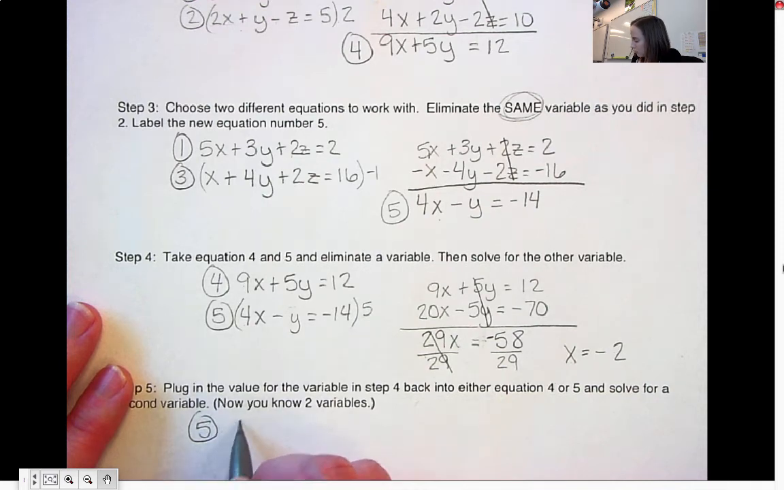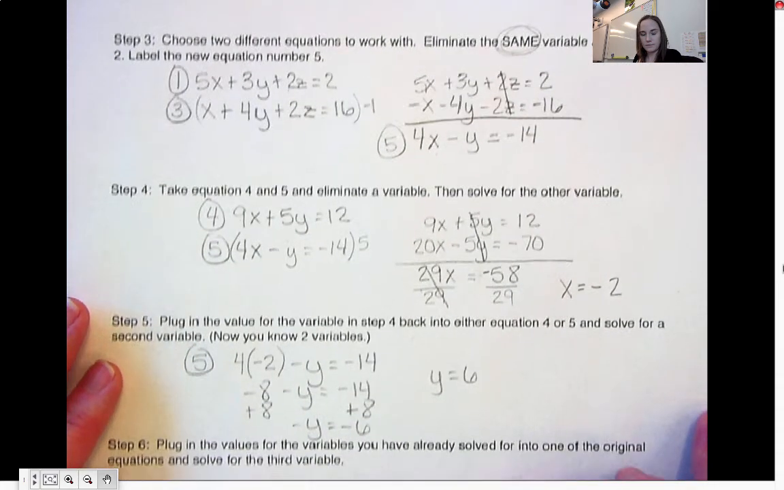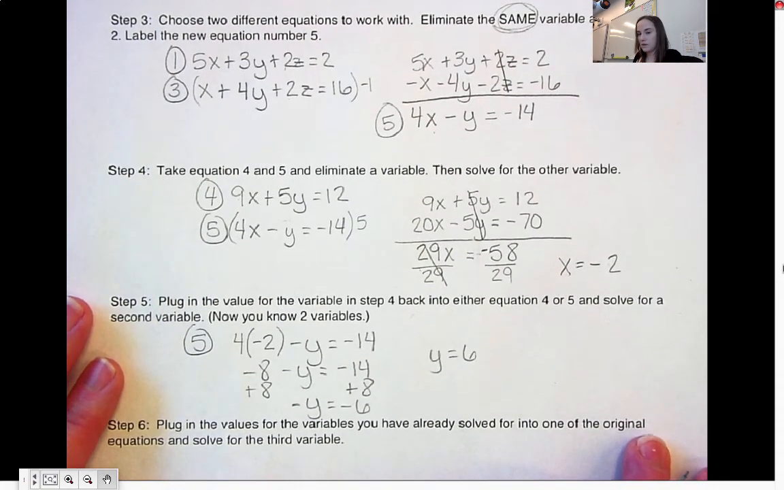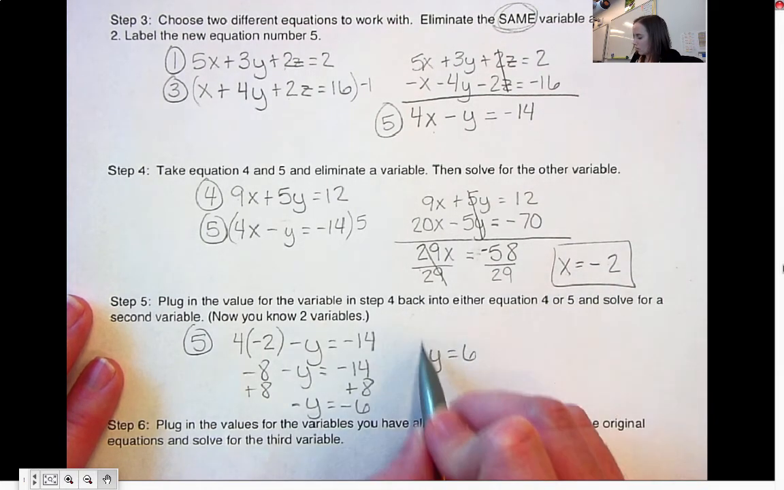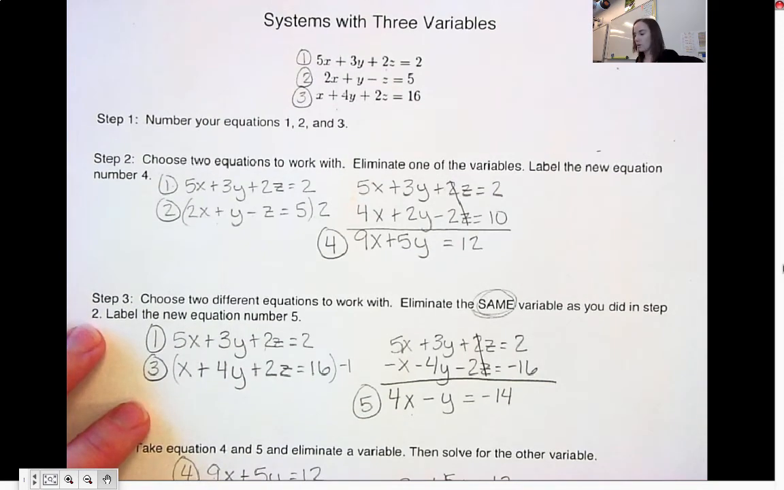So we'll say 4 times negative 2 minus y equals negative 14. Negative 8 minus y equals negative 14. Add 8 to both sides. Negative y equals negative 6. Therefore, y equals 6. Okay, so now we have an x value, a y value. Now we can plug both of them in to one of the original equations and solve for z.